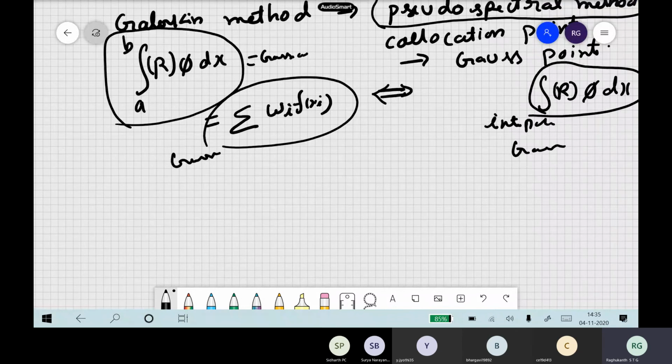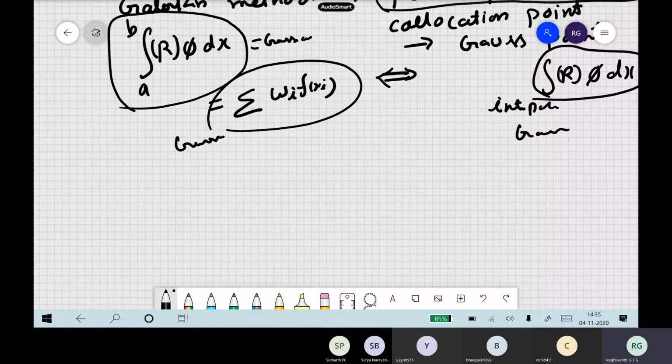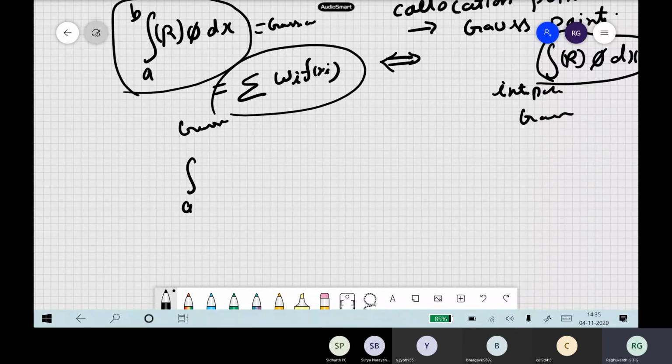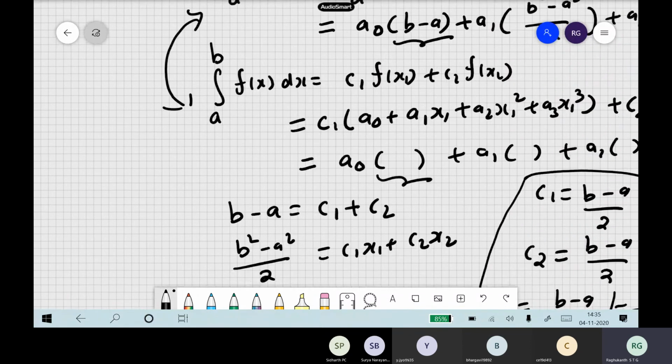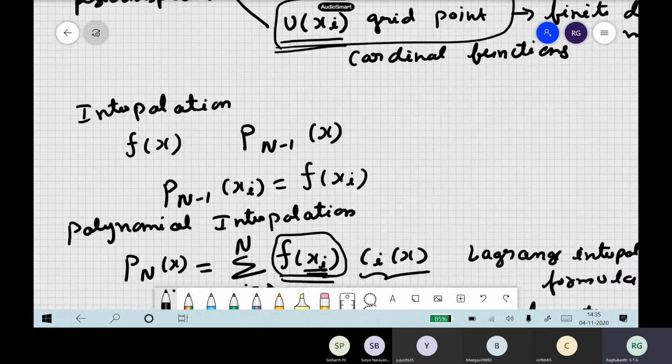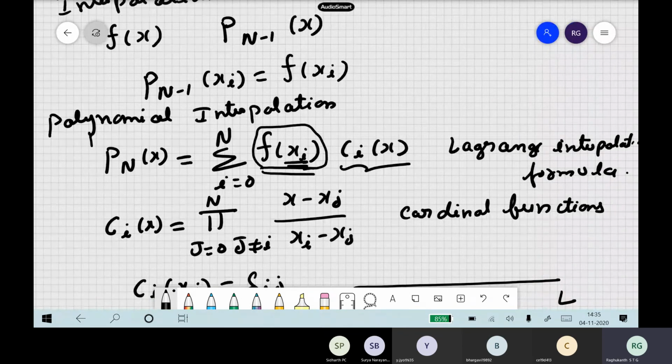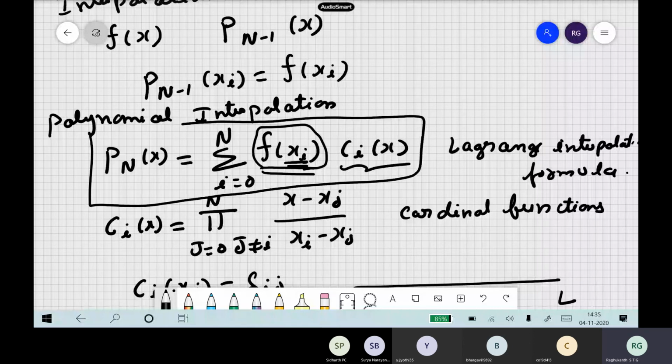Okay, so now, if you have any function from a to b, the Lagrange form you can also write like this: dx. Already we wrote wi into f of xi, for i equal to 0 to n. So if you use this Lagrange polynomial, just now we wrote p(x), this is our Lagrange interpolation formula.